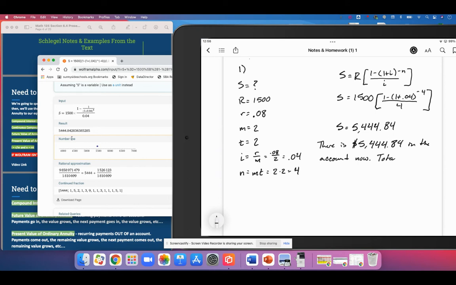Total payout for the account will be, let's see, we're taking out $1,500 times 2 times a year times 2 years. And so that's going to be $6,000.